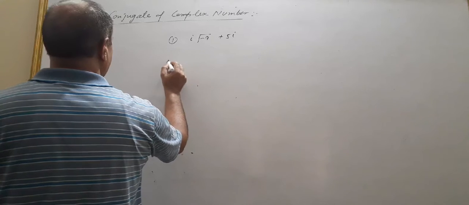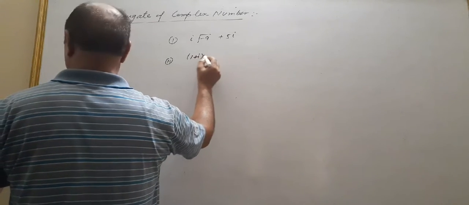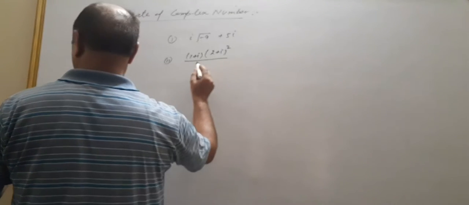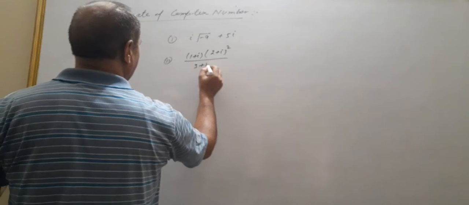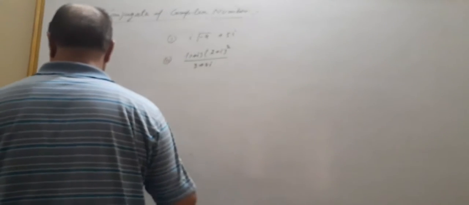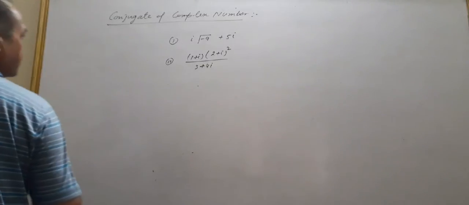And the second part is 1 plus iota and 2 plus iota square, and this whole upon 3 plus 4 iota, and write its conjugate. So these are the two problems to write the conjugate.